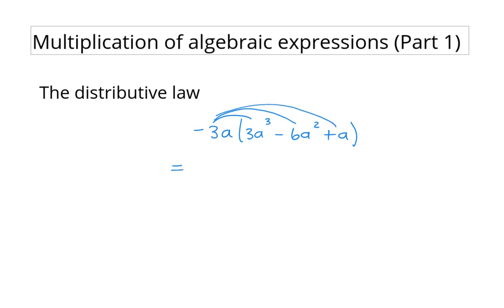So put an equal sign on the left-hand side, and then you multiply. Minus 3 times 3 is minus 9, and you count the number of a factors, a, one of them, plus 3, total of 4. Then minus 3a times minus 6 is plus 18a cubed. Minus 3a times a is minus 3a to the power of 2. We changed a one-term expression to a three-term expression.